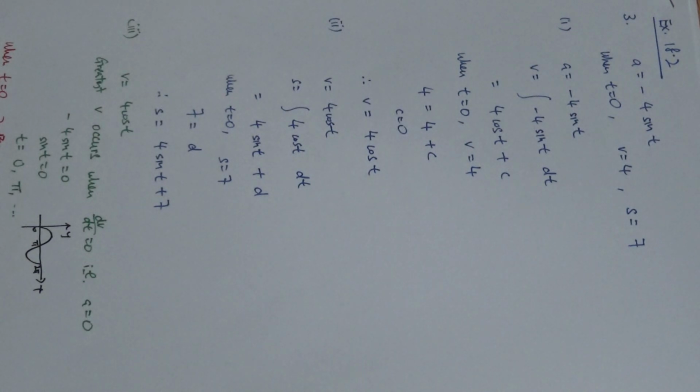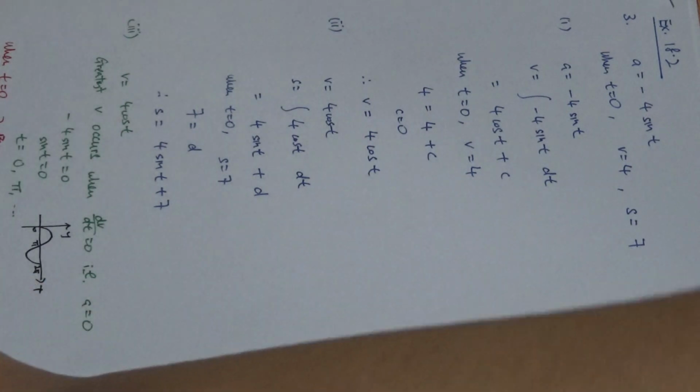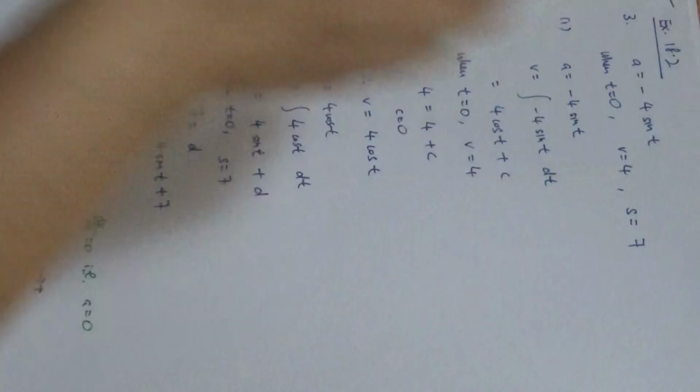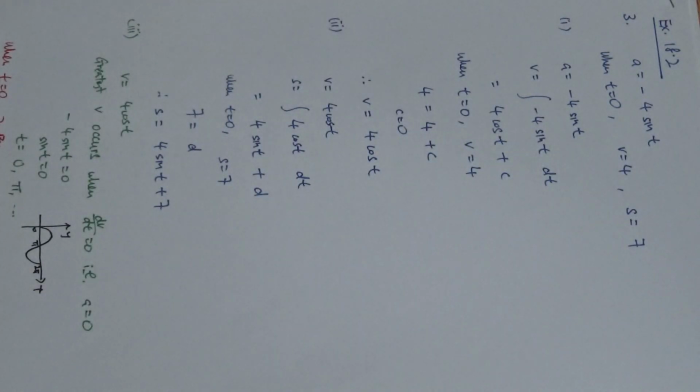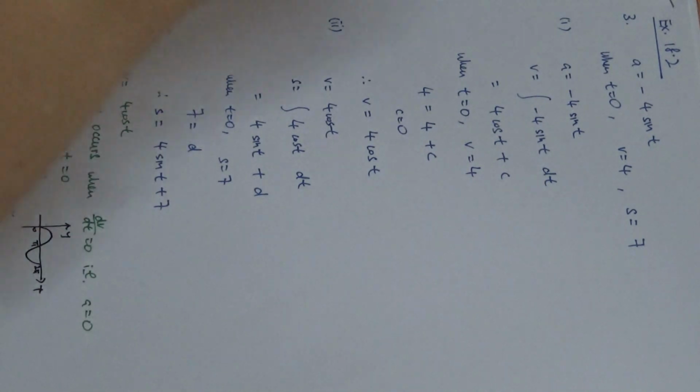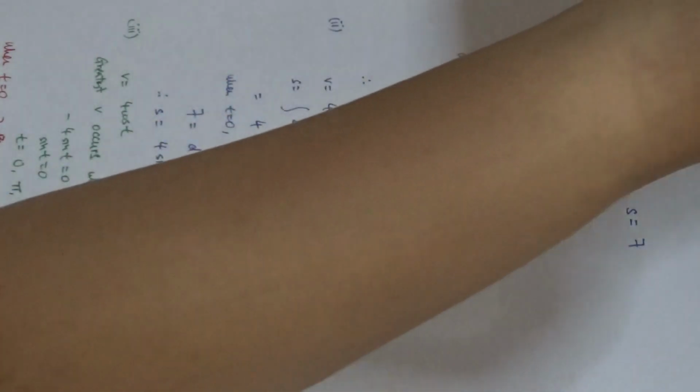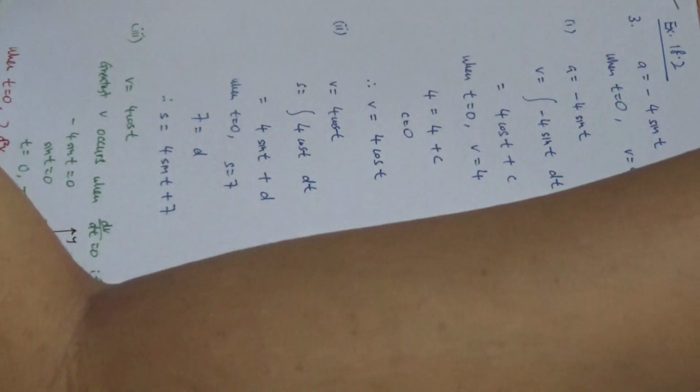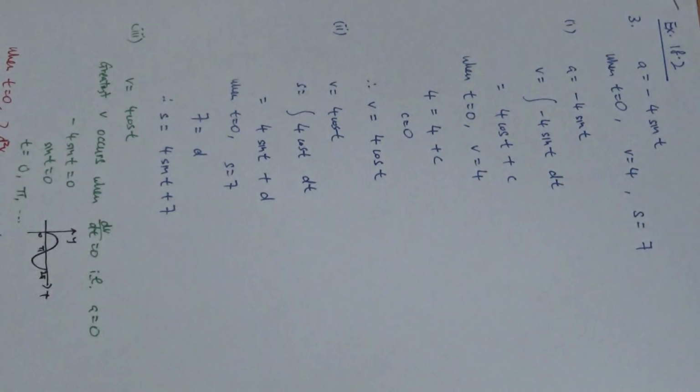Okay, class, we'll go through the homework for section 18.2. That is your exercise 18.2. Let's start with question number 3. They say to find the velocity of the particle at time t.